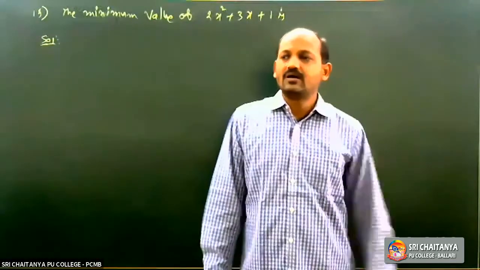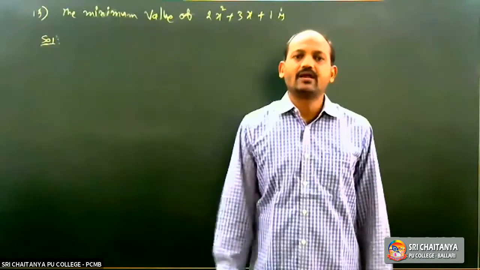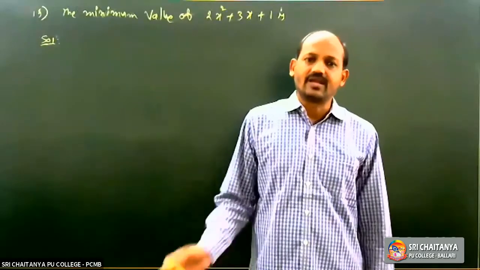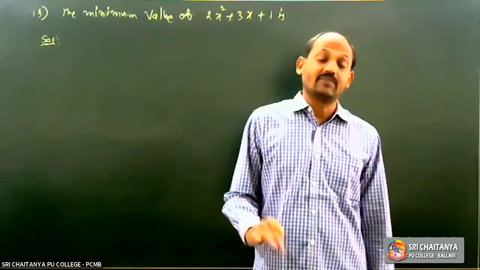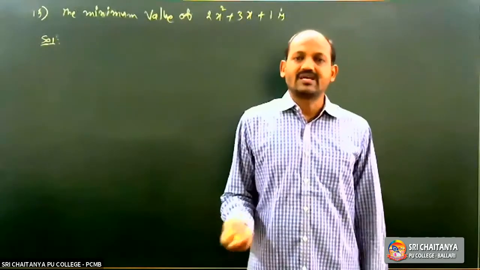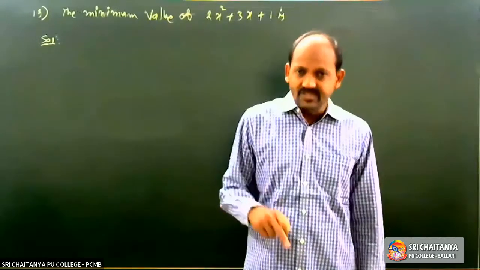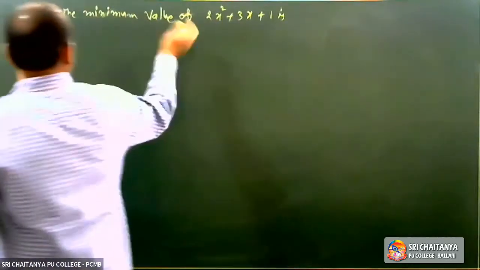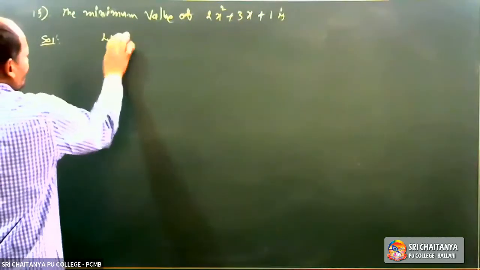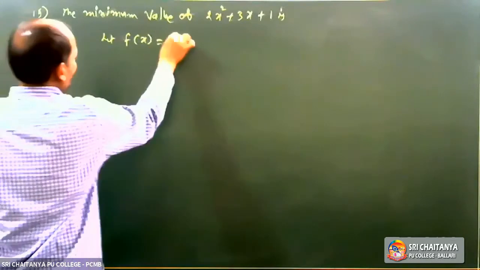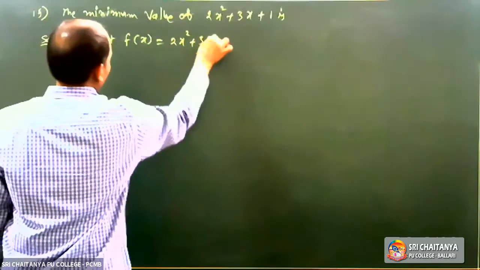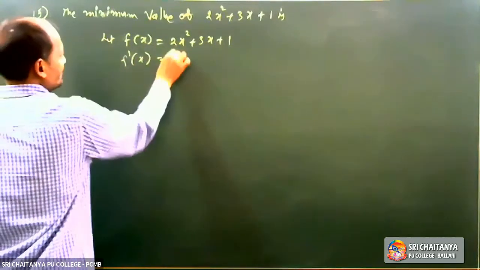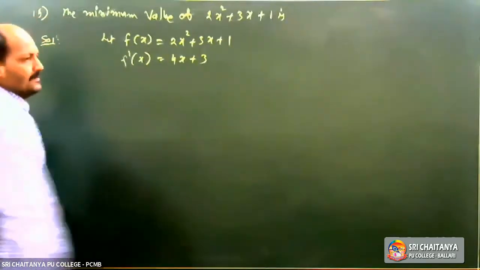Minima or maxima is decided by the second order derivative. If the second order derivative is negative, that function has a maximum value. If the second order derivative is positive, that function has a minimum value. So here, given f of x is equal to 2x square plus 3x plus 1. First derivative, that means 4x plus 3.